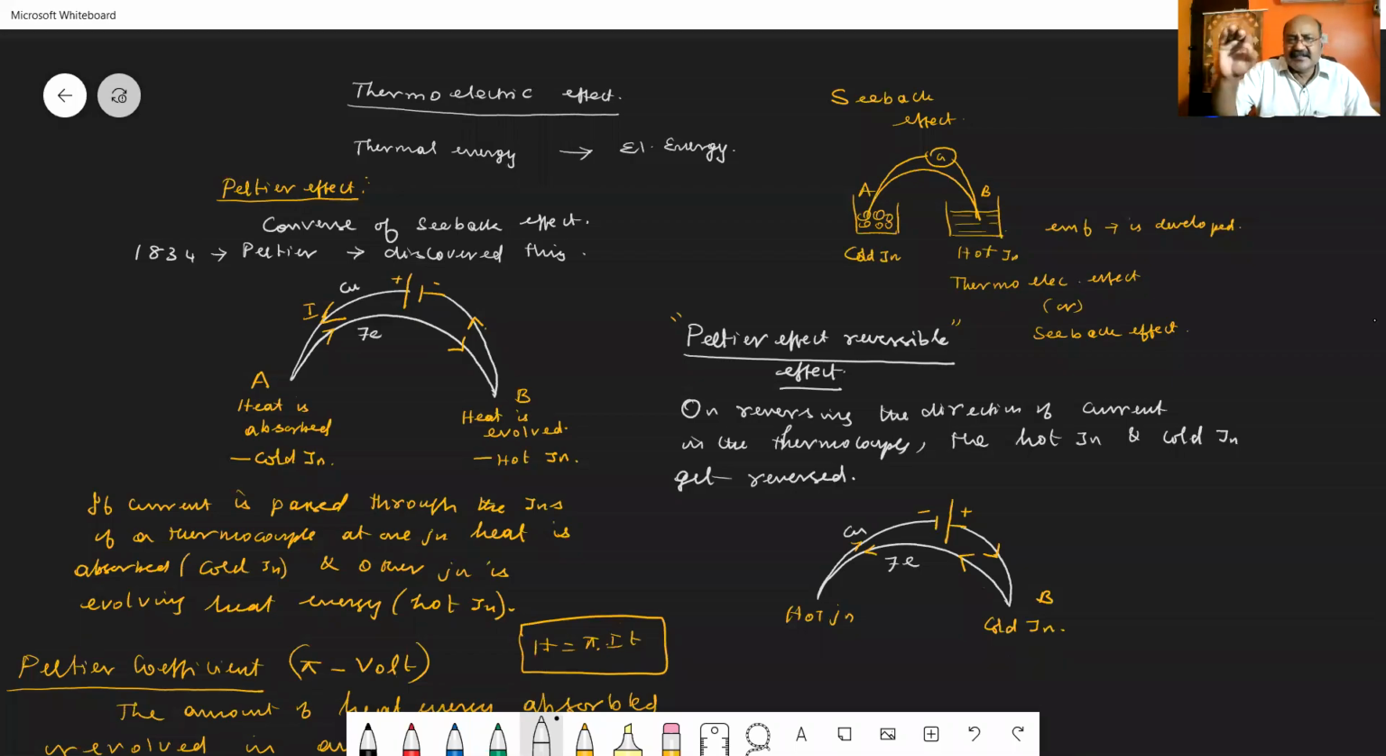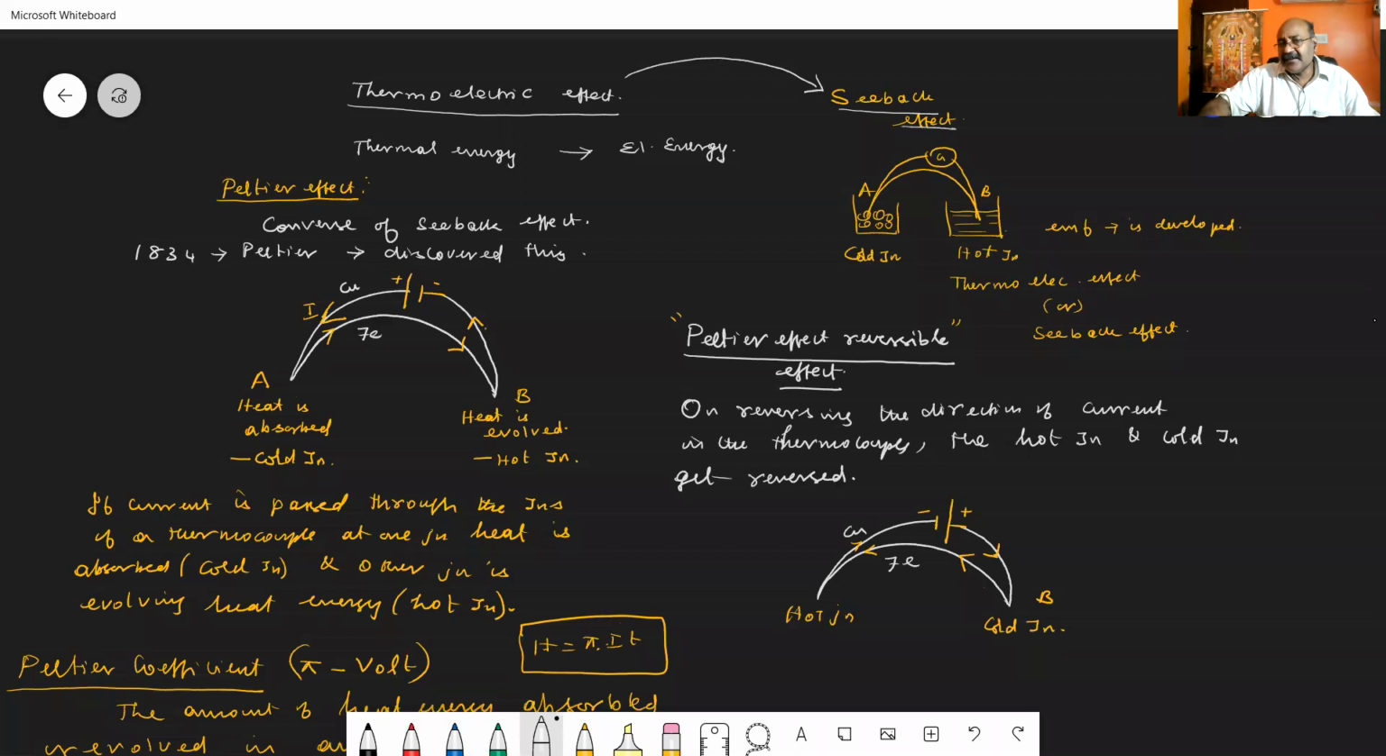See, already in our last class, we have studied about the thermoelectric effect. What do you mean by this thermoelectric effect? Conversion of thermal energy into electrical energy. Under this topic, thermoelectric effect, we have studied about Seebeck effect. What is meant by this Seebeck effect or thermoelectric effect?